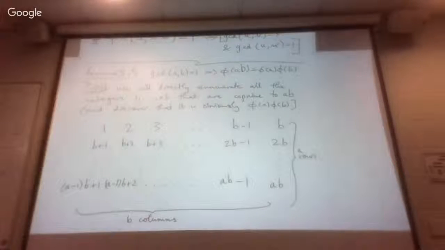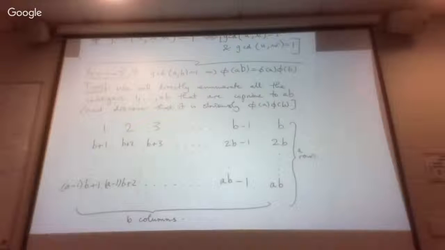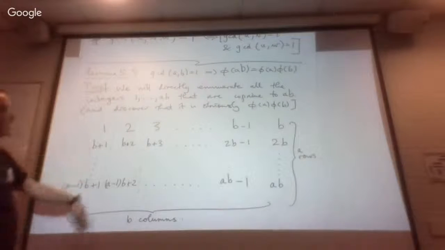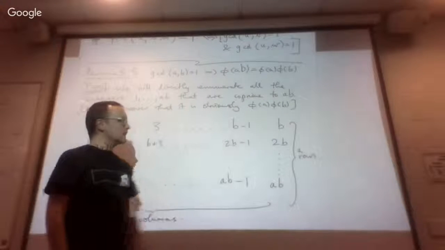Then we're going to stare at those numbers and count how many of them are co-prime to a times b. There's a reason we've laid them out in a rectangular matrix: that's the way we're going to count. So first of all, we're going to consider the columns. How many columns have we got? We've got b columns.